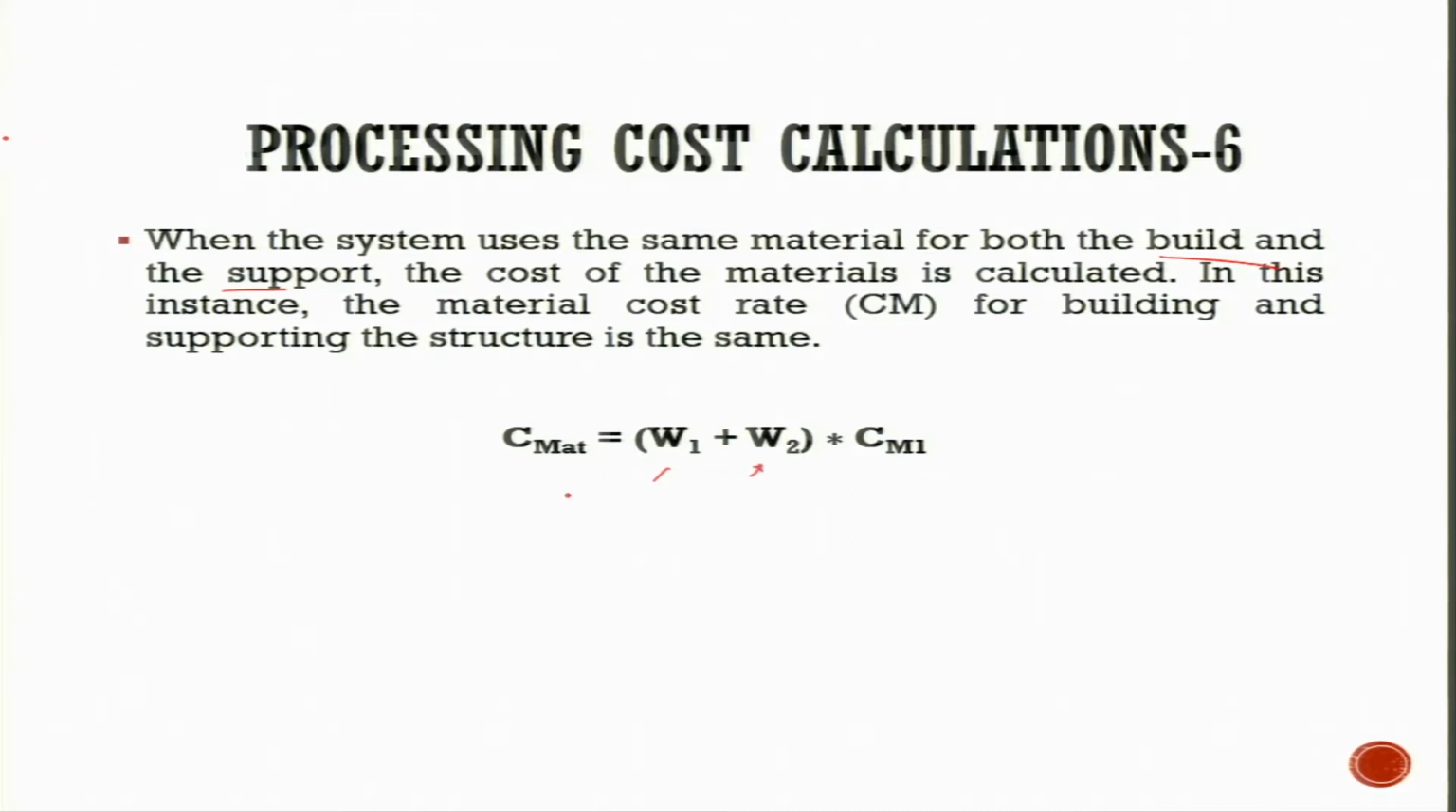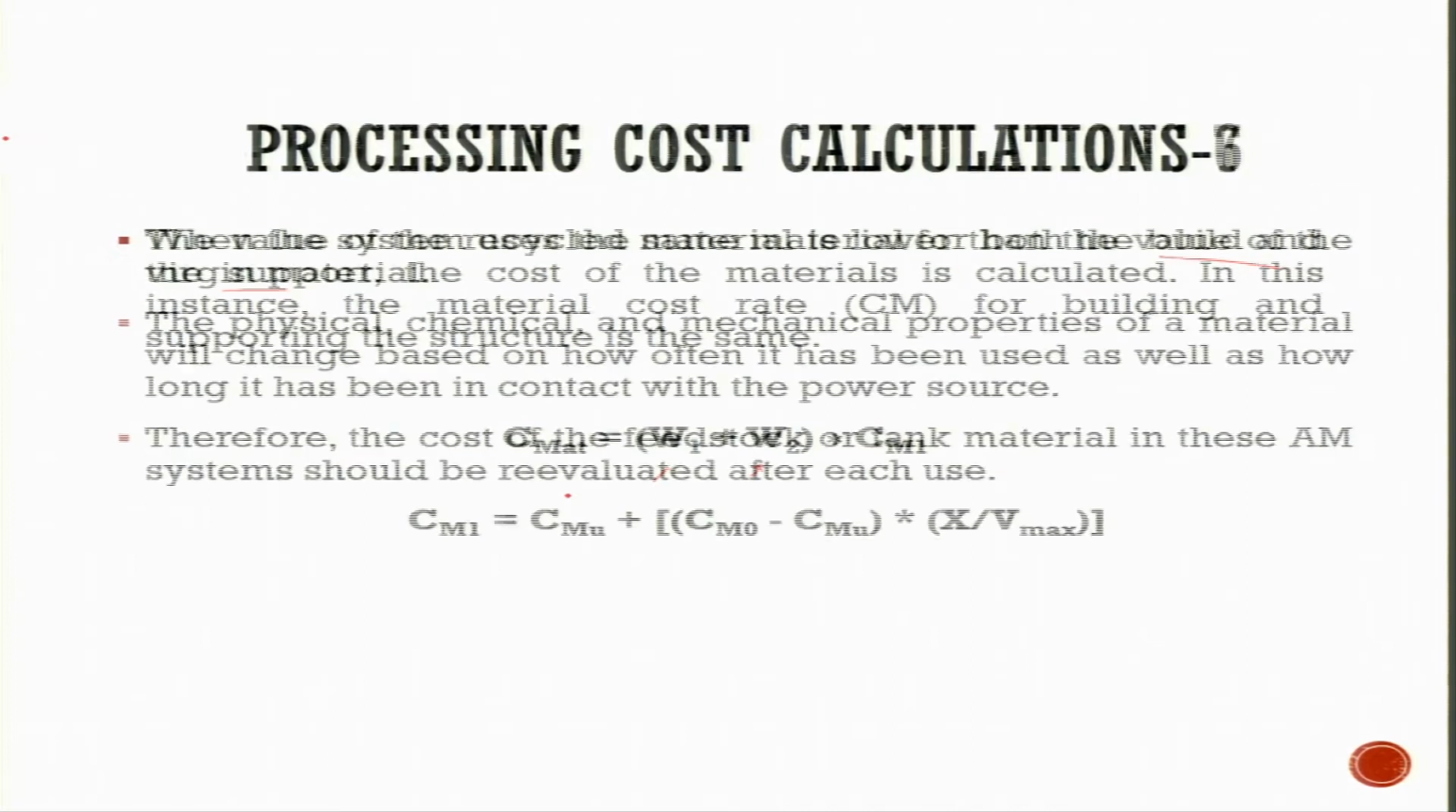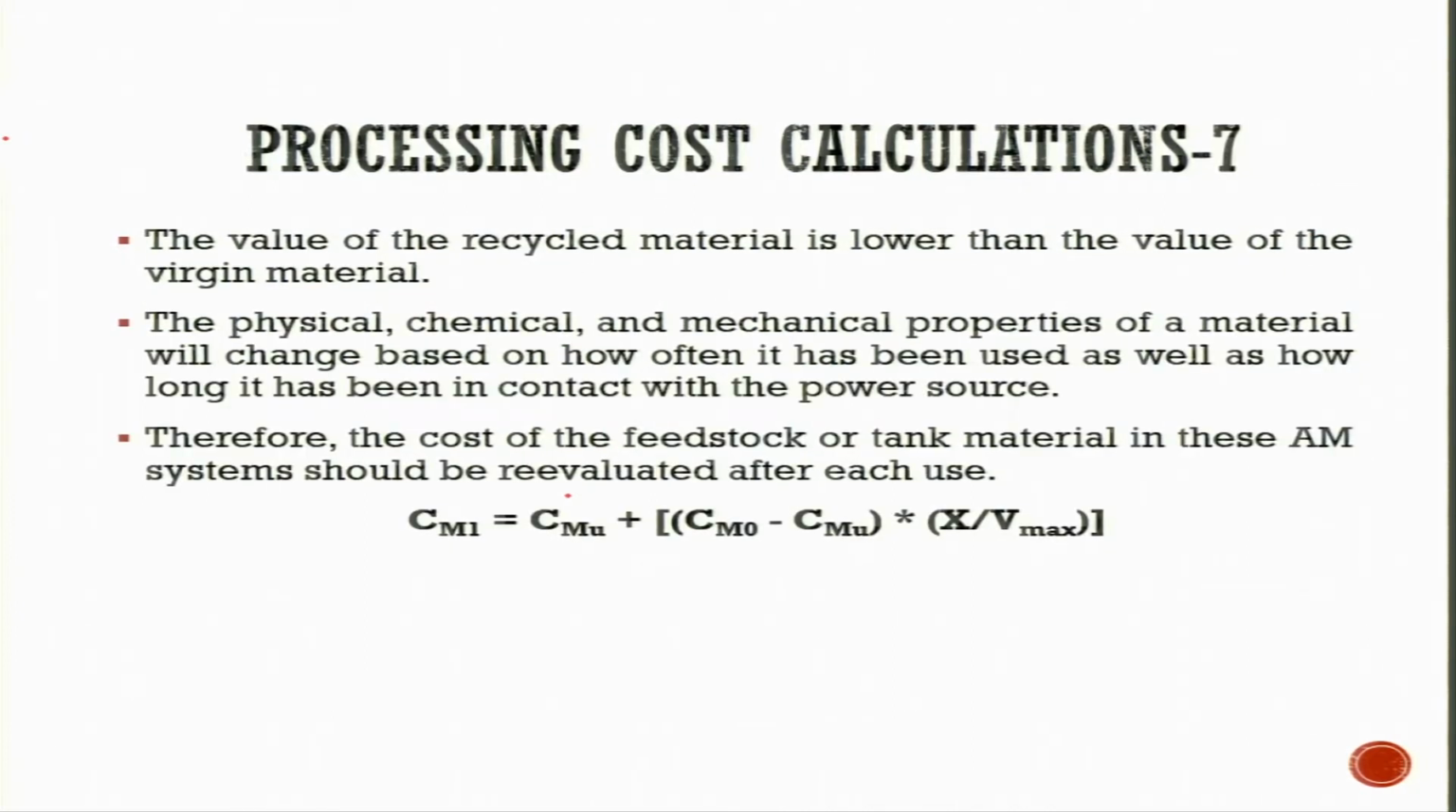If the material is the same for the build and for the support, in the processing cost calculation we try to say the material cost is based upon the cost rate of the remaining material, the cost of the virgin material. When rebuilding or reloading of the job has to be done, then these costs come into play.